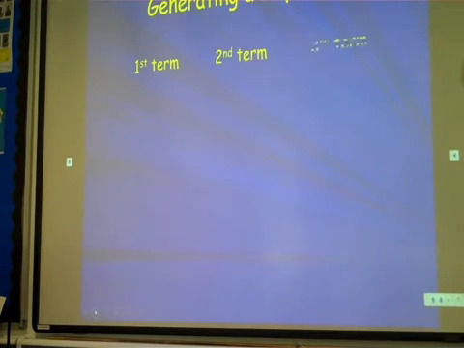Okay, so generating a sequence first of all. We have terms in a sequence: first term, second term, third term.